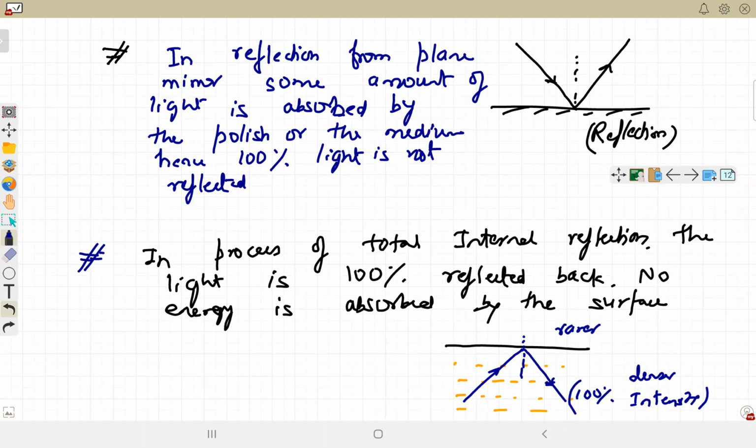reflect the light, because if you use a normal plane mirror, that reflects the light, but at the cost of intensity being slightly reduced. Though it will be very little, maybe 2%, 3% only will be absorbed. In the case of TIR, there is no absorption of intensity at all.